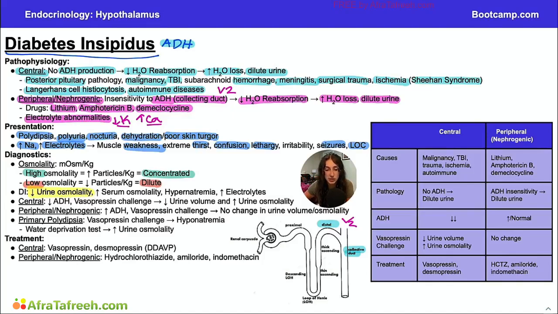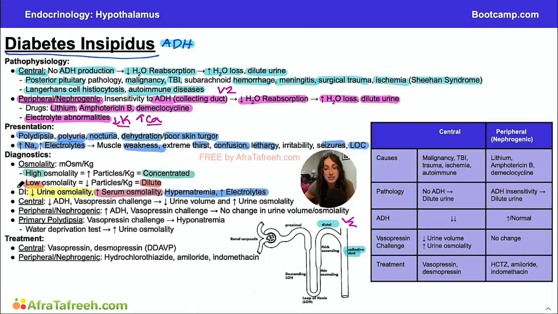Similarly, we're going to have increased serum osmolality because we're getting rid of all of this water. So we're peeing out all the water, meaning there's less water left behind in our blood. So we're going to have higher concentrated blood, so a higher serum osmolality. You may also have hypernatremia or increased electrolytes like we talked about above. So if you see this picture, you're already suspecting that you have diabetes insipidus.